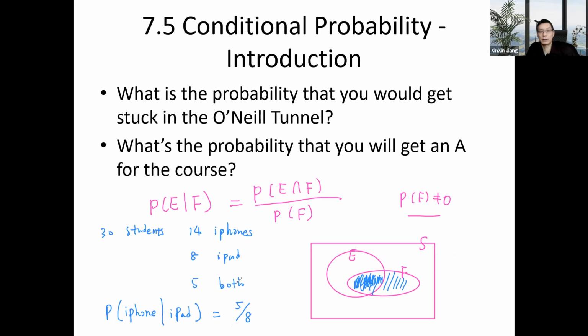So that's using the counting argument, assuming equally likely condition. And you divide both numerator and the bottom by the total. And then suddenly it becomes that formula. The probability of intersection is 5 out of 30. The probability of the iPad is 8 out of 30. So that's the meaning. I hope that makes the meaning of this definition clearer.